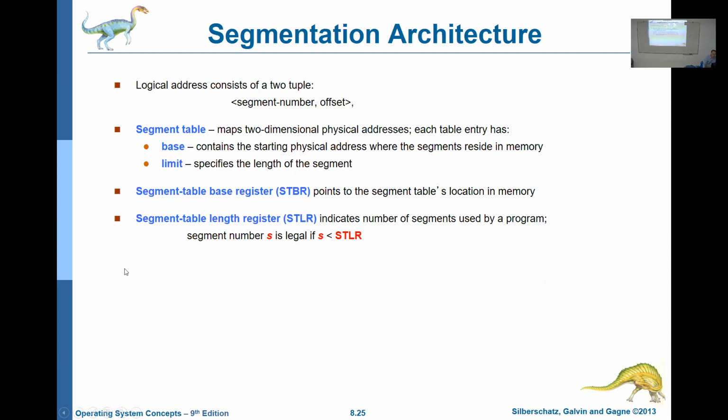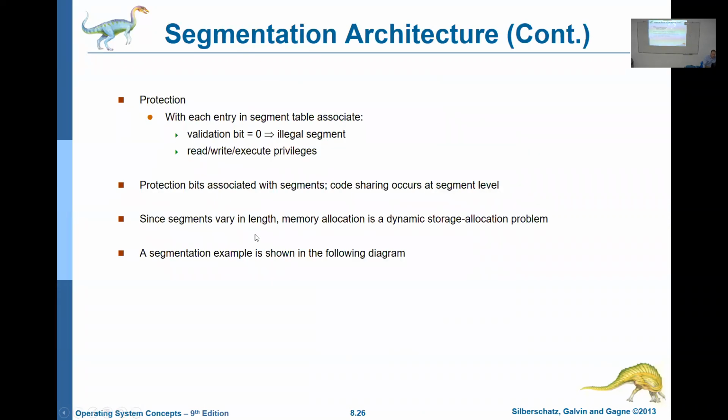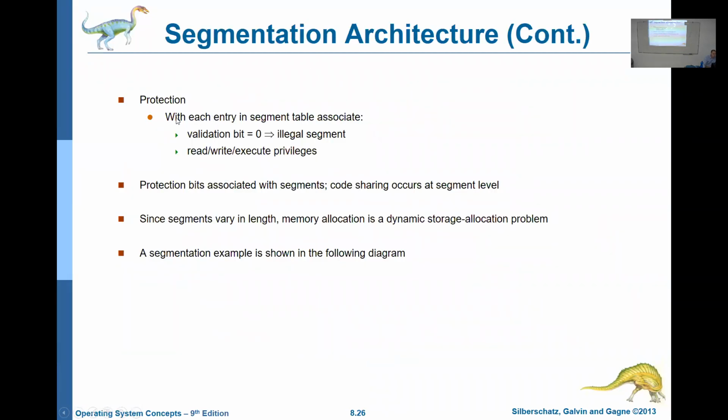Segment table length register, STLR, indicates the number of segments used by a program. Segment number S is legal if it's less than STLR. This is just how many segments there are. In other words, if he tries to go to segment 5, it won't work. He'll be caught. I sort of want to get through this really quickly.